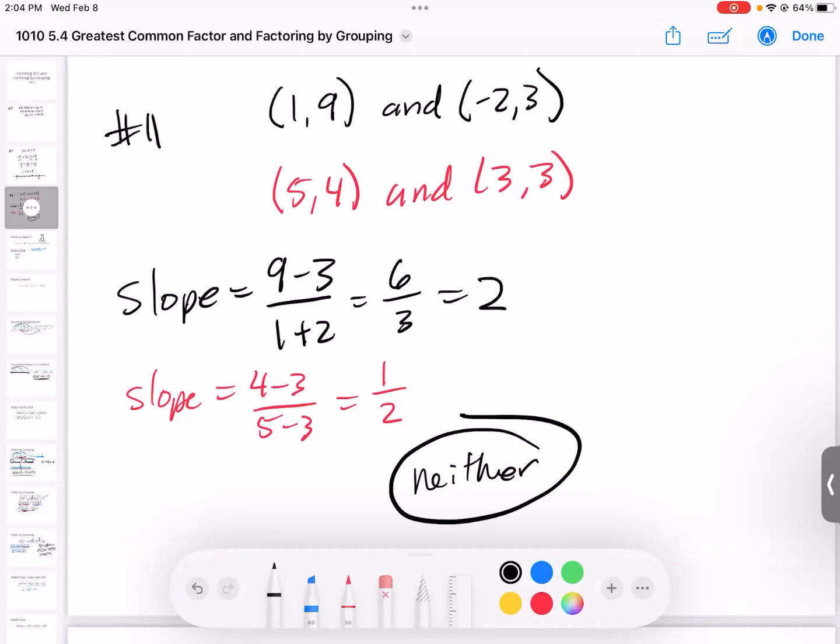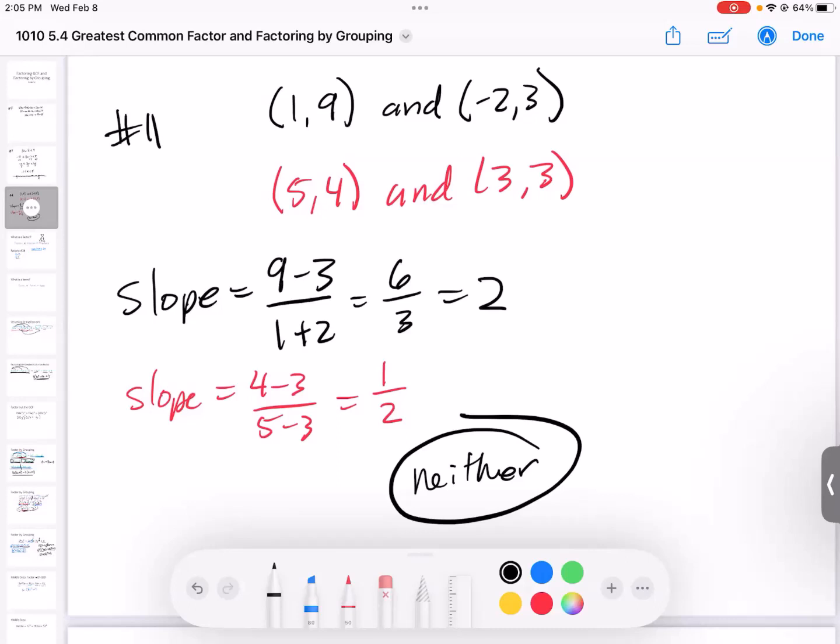And then on number 11, this one was the one where they gave you 2 lines, and on each line, they told you 2 of the points that were on the line. So you have these 2 black points and the 2 red points, and you are asked to determine whether or not the lines are parallel, perpendicular, or neither. So the way you determine that is you calculate the slope of the lines. The slope of the black line, if you use the slope formula, would end up being 2. The slope of the red line would be 1/2.